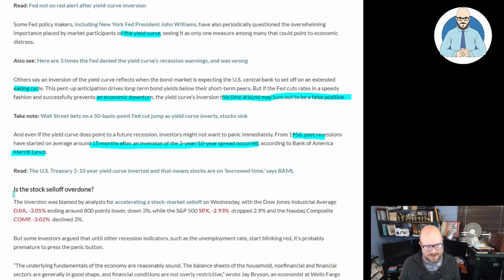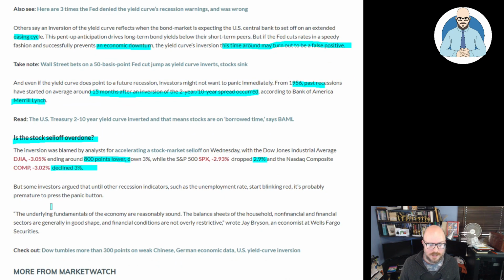So is the stock sell-off overdone? The inversion was blamed by analysts for accelerating a stock market sell-off on Wednesday, with the Dow Jones Industrial Average ending around 800 points lower, down 3%, while the S&P 500 dropped 2.9%, and the Nasdaq declined 3%. But some investors argue that until other recession indicators such as the unemployment rate start blinking red, it's probably premature to press the panic button.